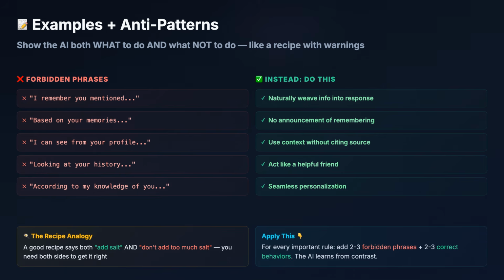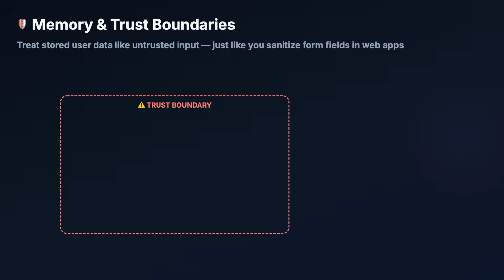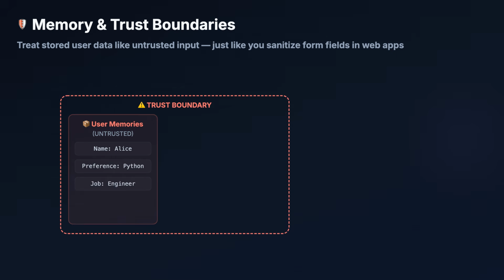Here's how to apply this in your own prompts. For every important rule, add 2 to 3 forbidden phrases or behaviors, paired with 2 to 3 examples of the correct behavior. The contrast teaches the AI where the boundary is. The sixth technique is trust boundaries for persistent data. This is a concept borrowed directly from web security. In web applications, you never trust user input. You sanitize form fields, validate data, and assume anything coming from outside could be malicious.